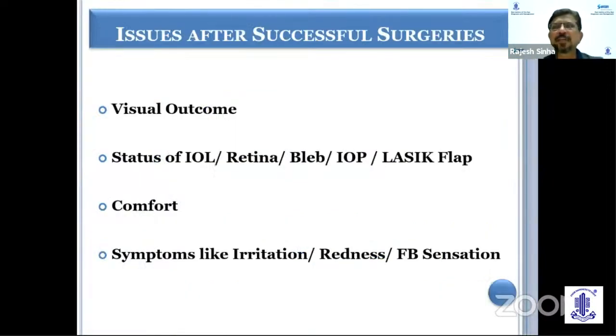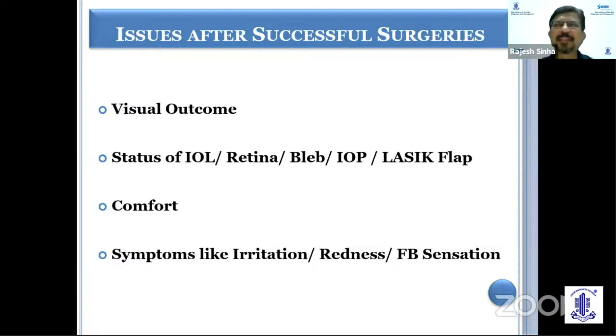Now, as surgeons, when we do surgeries, the main concern that we have is to improve the visual acuity. So the visual outcome is something which is our main concern. And if the vision is good, and if we have done a refractive procedure, the flap is in proper position, no striae, no folds. If we have done a cataract surgery and the IOL is well centered, if we have done a retinal surgery, the retina is well attached, and if we have done a trabeculectomy, the IOP is normal and the bleb is well formed. So we are satisfied, we are happy about it.